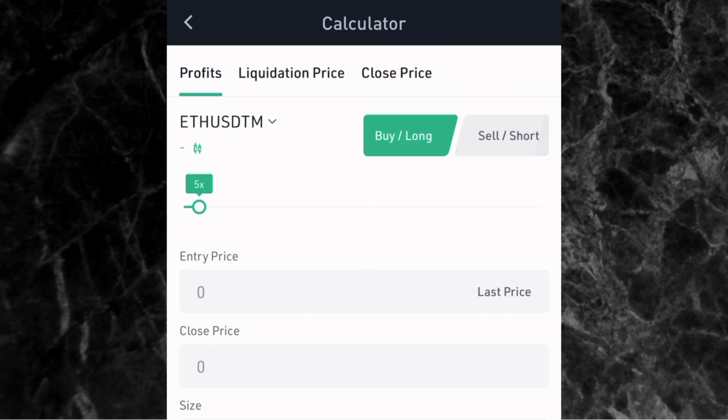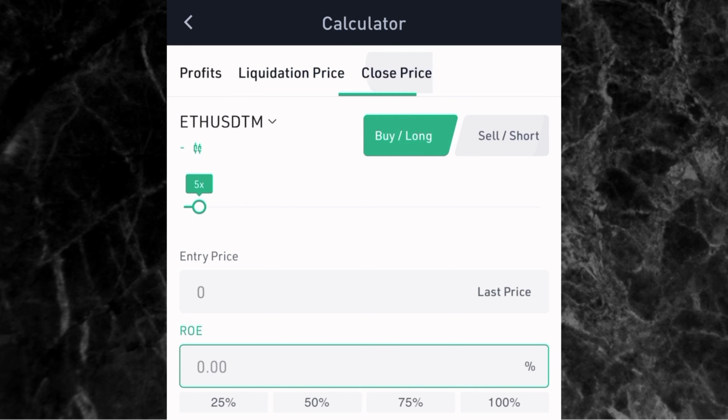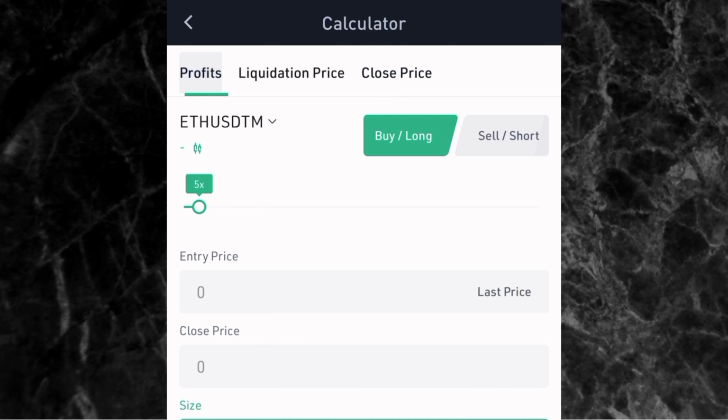Now, the futures calculator on Kucoin can be used to calculate your profit or your liquidation price or your close price. Now, let me explain this to you. Now, how do you use it to calculate your profit right here? The first thing is to pick whether you want to long or you want to short.